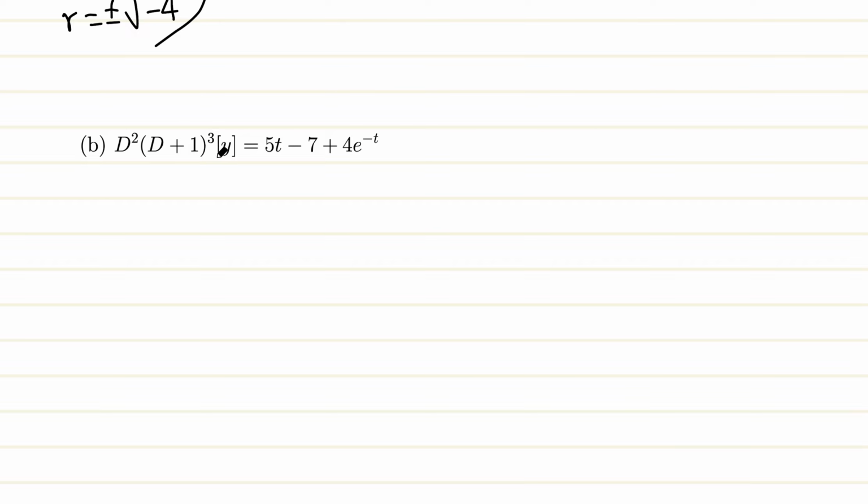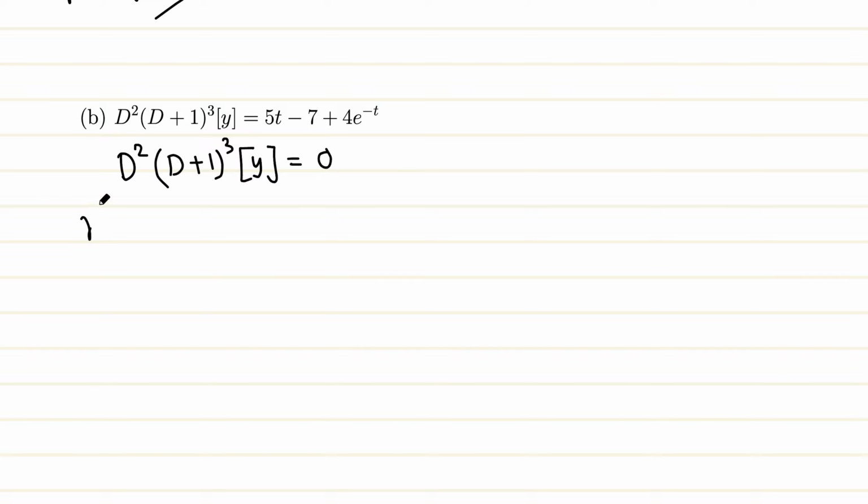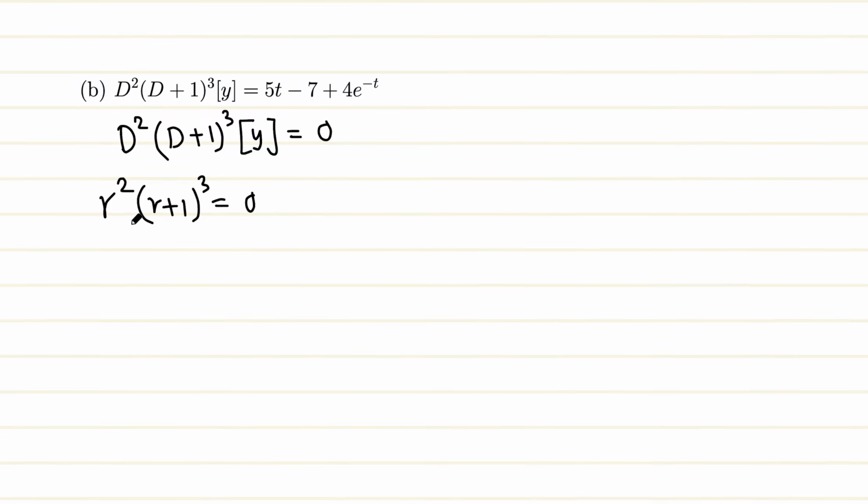Okay, here we have D. The corresponding homogeneous part is D squared times (D plus 1) cubed of y equals 0. So the characteristic equation is obtained by replacing the operator D by r. So this is r squared times (r plus 1) cubed equals 0. So r squared equals 0, which means r equals 0 twice. And (r plus 1) cubed equals 0 means r equals negative 1, three times.